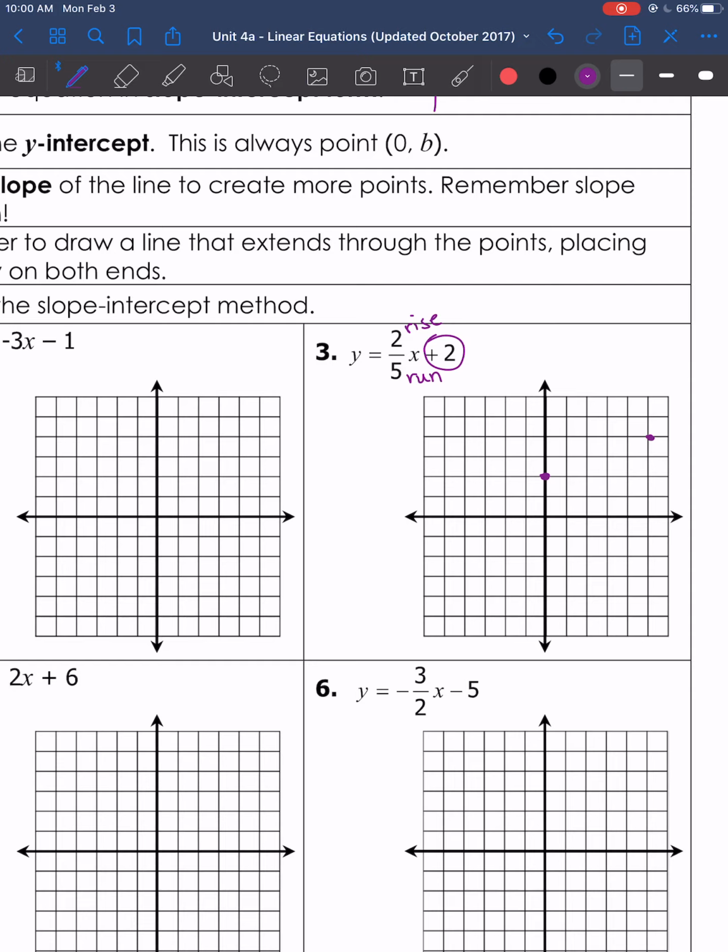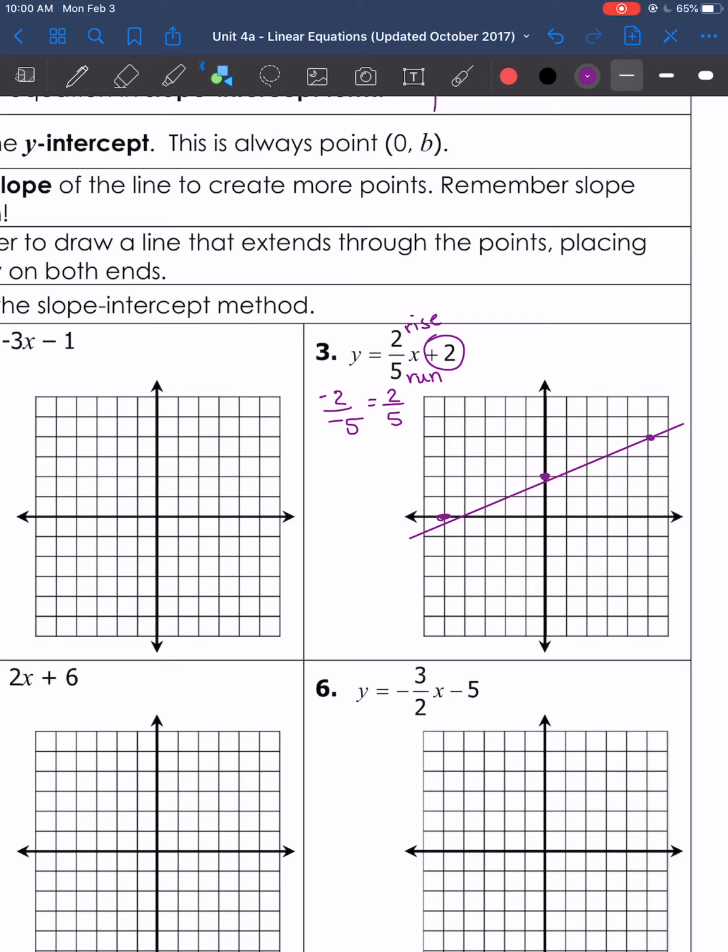So I can go negative in both directions. I can do negative 2 over negative 5. So I can go down 2, which is negative 2, and left 5, which is negative 5. Since 2/5 and negative 2 over negative 5 are exactly the same. So now I'm going to connect my points.